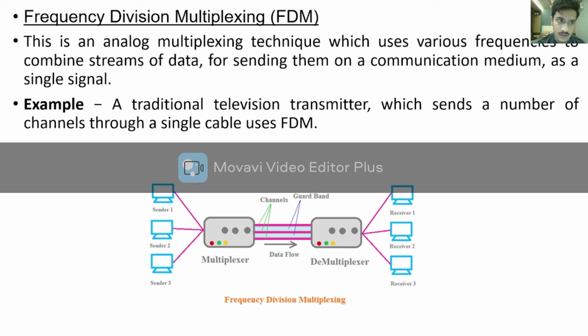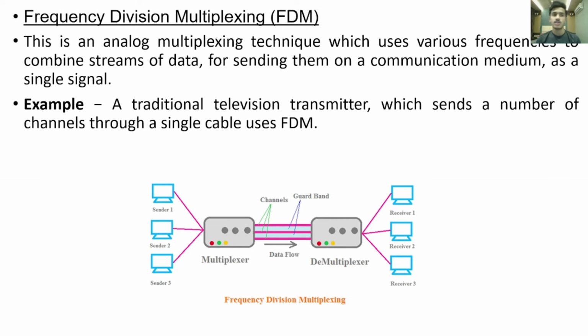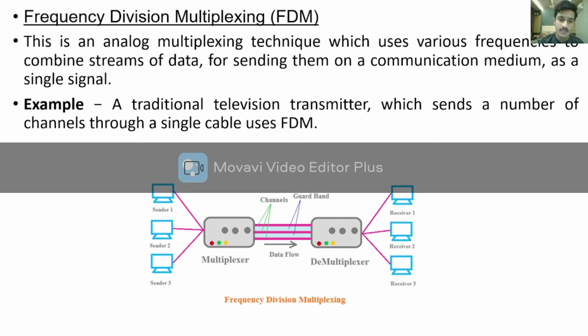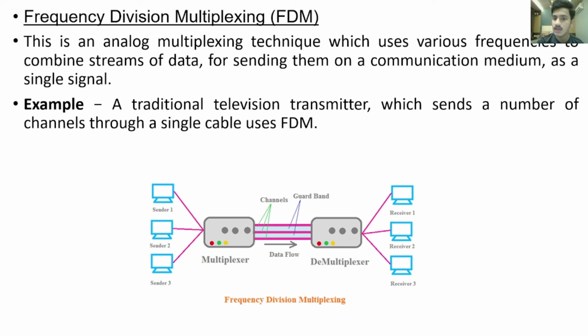Frequency division multiplexing. This is an analog multiplexing technique which uses various frequencies to combine streams of data for sending them on a communication medium as a single signal. We can see a traditional television transmitter. All the TV signals are sent as an input to the multiplexer, and all the signals are channeled through a wire which is then connected to a demultiplexer, and it delivers the data to the other televisions at the other end.